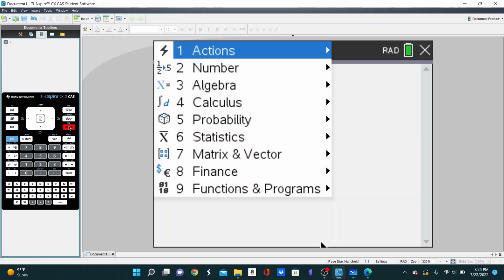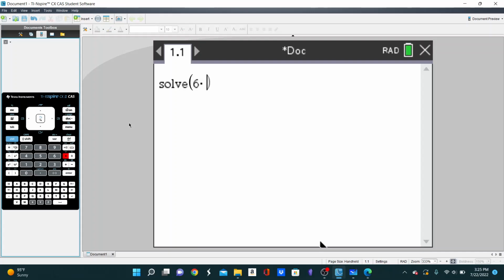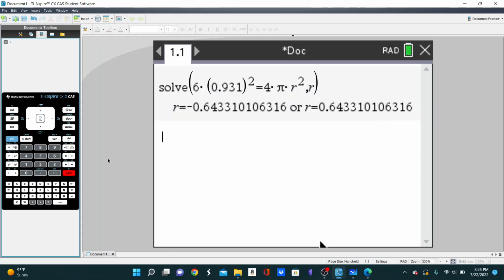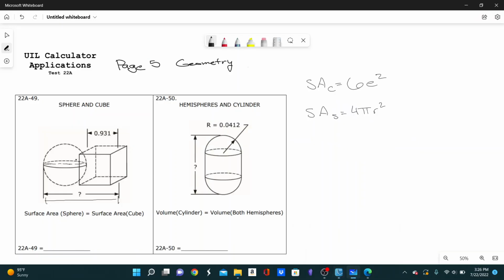So I'm going to get the solver ready. The cube surface area is 6 times the side length squared, and then the surface area of the sphere is 4 pi times the radius squared. So we get a radius, we'll ignore the negative value, of 0.6433, which means the diameter is going to be double that, which is like 1.286. So we know this length right here is 1.286.